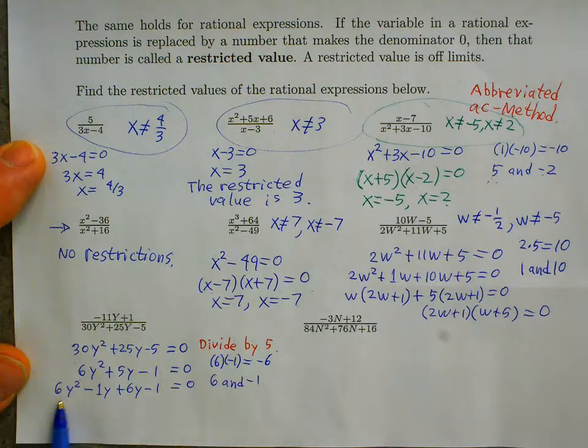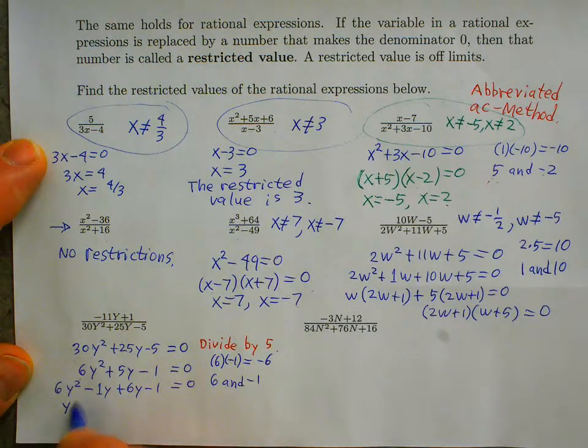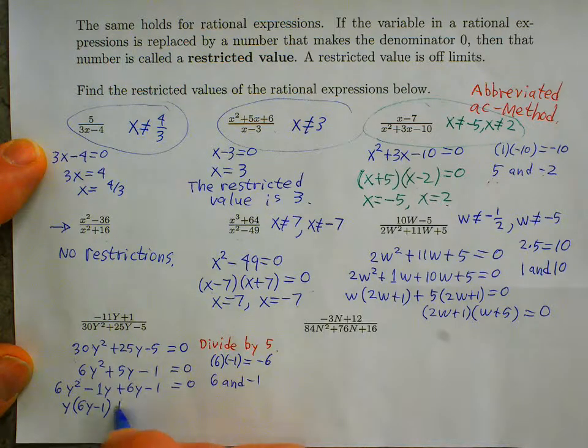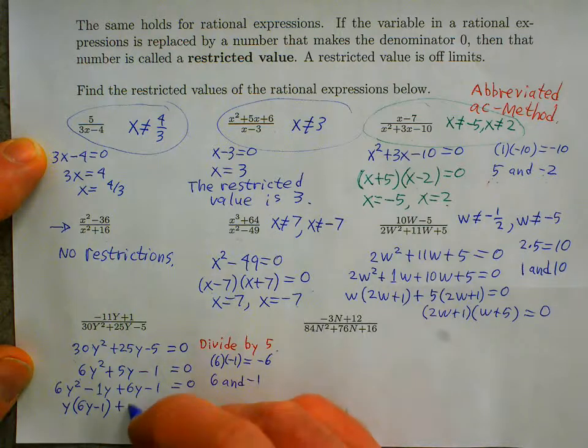Out of the first two terms, 6y to the second minus y, we can factor y out. And the binomial is 6y minus 1. The middle operator of addition, I bring that down. And what can I factor out of 6y minus 1? I can factor 1 out.